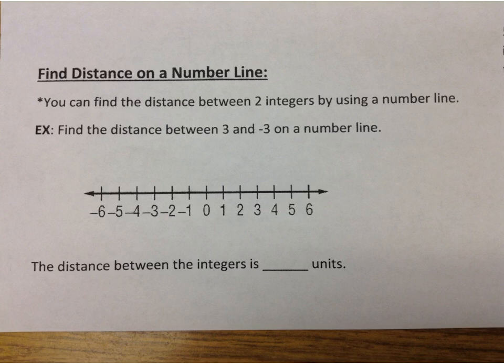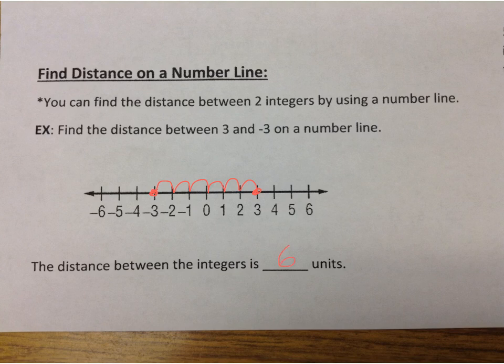Finding distance on a number line. You can find the distance between two integers by using a number line. Example, find the distance between 3 and negative 3 on a number line. So what I can do is start by putting a dot at negative 3 and a dot at 3. And what I'm looking for is the distance, or how many units are in between these two integers. So I can count 1, 2, 3, 4, 5, 6. So there are 6 units in between them.